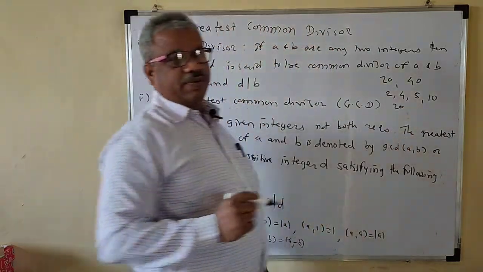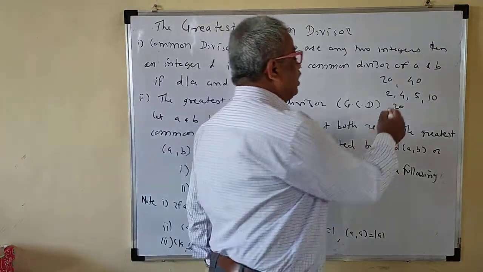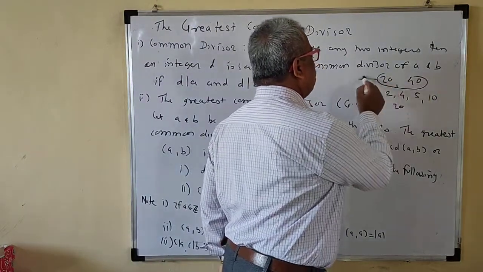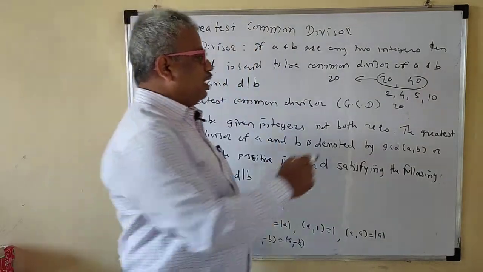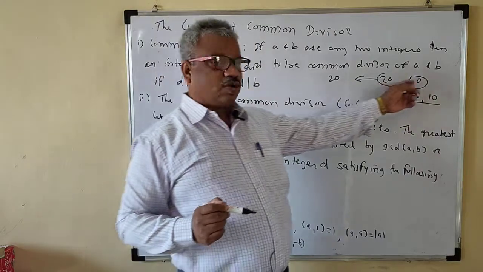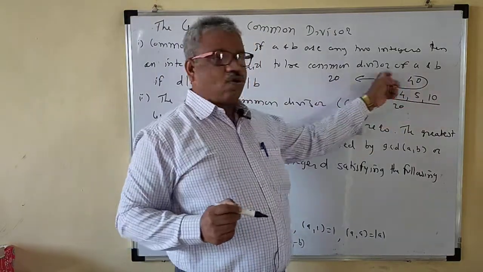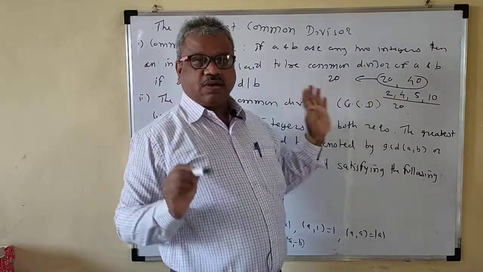20 is also a common divisor. Now see, GCD is what? You know that GCD of 20 and 40 is 20. Now see here, these are the common divisors. See, this 20 is the common divisor of 20 divided by 20, and 20 divided by 40. Right? So that means 20 is the common divisor.